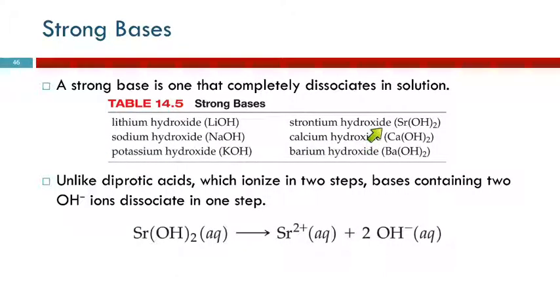Now, some of these, like the group 2A metal hydroxides, have 2 hydroxide ions for every metal ion. So those are equivalent to the diprotic acids. We don't really have a name for them, but these bases that contain 2 hydroxide ions, when they dissociate, they do so in one step, unlike the acids, which do it in 2 steps. So strontium hydroxide will release 2 moles of hydroxide ion for every mole of this that's dissolved.